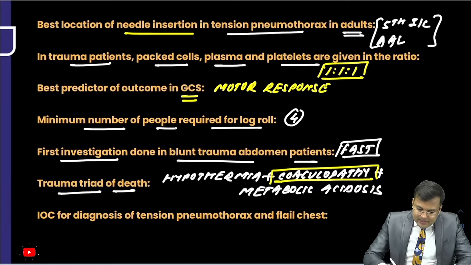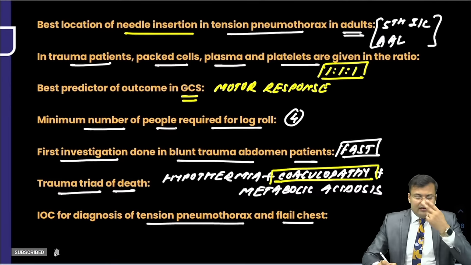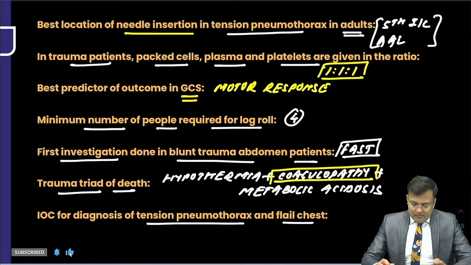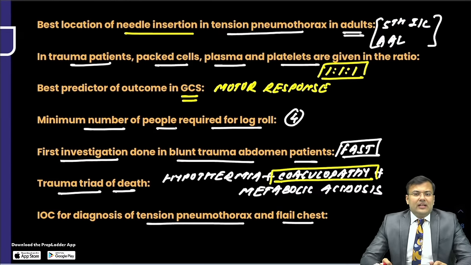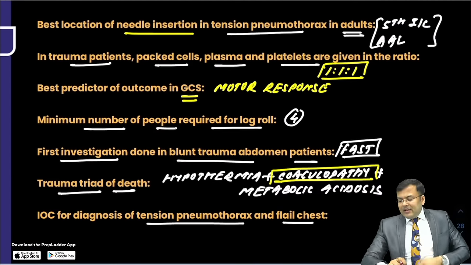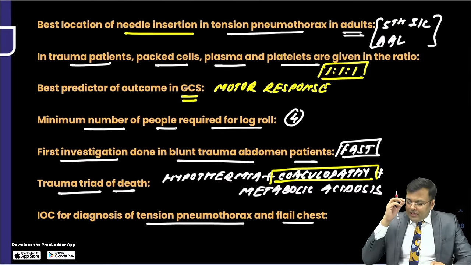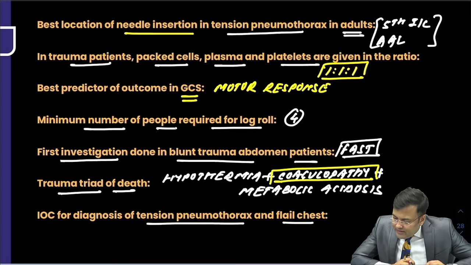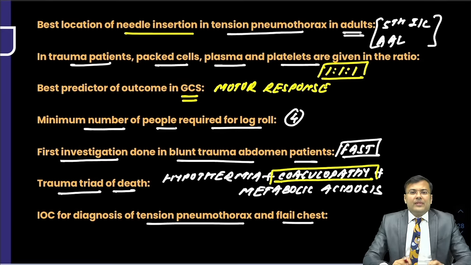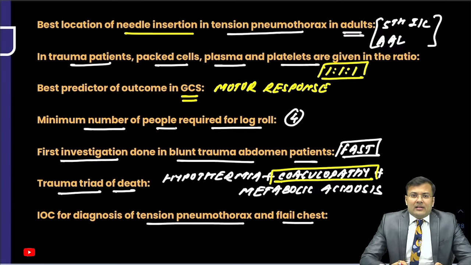Next, investigation of choice for diagnosis of tension pneumothorax and flail chest. Tell me. It is chest x-ray or CT. Tell me, guys, chest x-ray or CT. Majority of you are marking chest X-ray or CT. Yes, Anshu, very good. Anshu wants to mark clinical diagnosis. And actually speaking, it's clinical diagnosis.